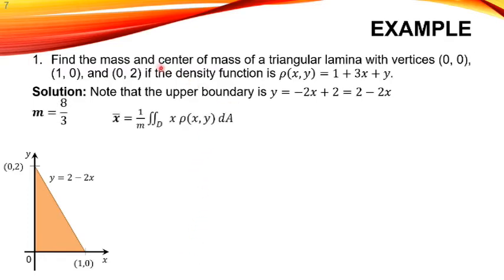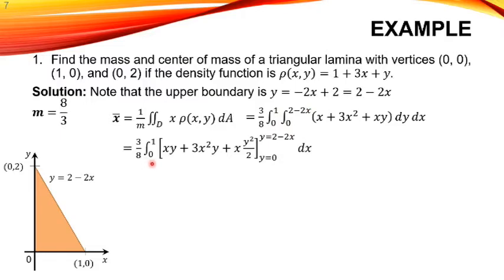So to find the center of mass naman, x bar is 1 over m, double integral of x times the density function dA. So substituting all values. So mass is 8 over 3, so we have the reciprocal 1 over m, 3 over 8. Then x multiplied by the density function, we have x plus 3x squared plus xy. Then dA is dy dx, evaluated from 0 to 2 minus 2x for y, and for x we have 0 to 1.